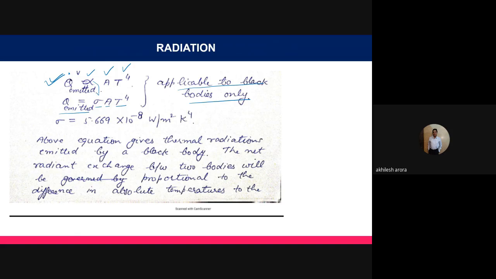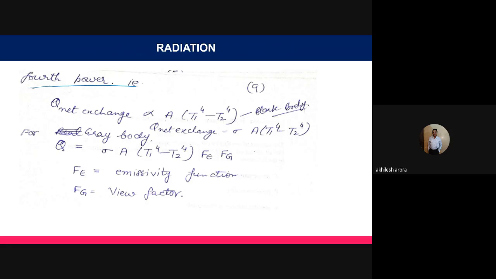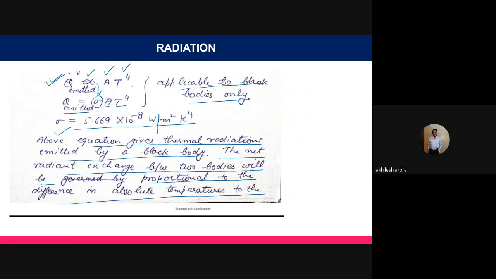When we remove this proportionality sign, we put this sigma, which is actually known as Stefan Boltzmann's constant. So this is the value of the Stefan Boltzmann's constant. This you need to remember. Sigma is 5.669 into 10 raised to power minus 8 watt per meter square Kelvin raised to power 4. The above equation gives thermal radiations emitted by a black body. The net radiant exchange between two bodies will be proportional to the difference in the absolute temperature to the fourth power. Now, see, till now we are considering only a single black body. If I have a black body at temperature T1 and surface area A, then the energy emitted by radiation is given by sigma A into T raised to power 4.